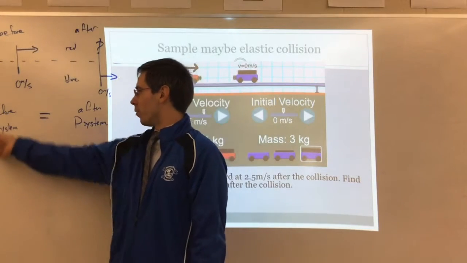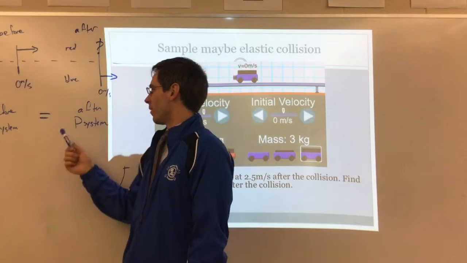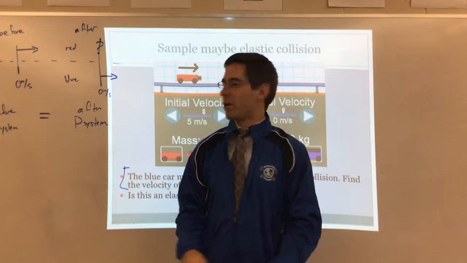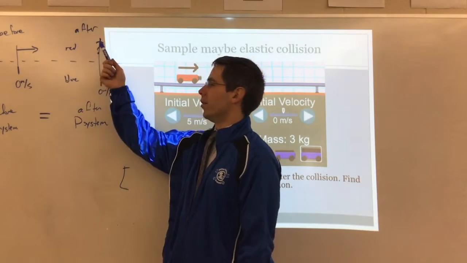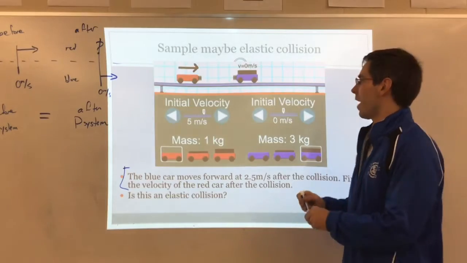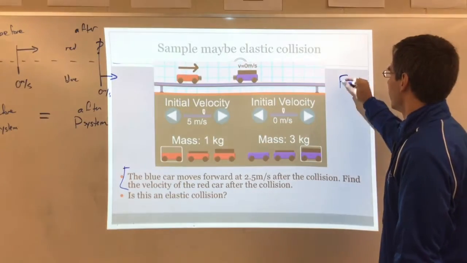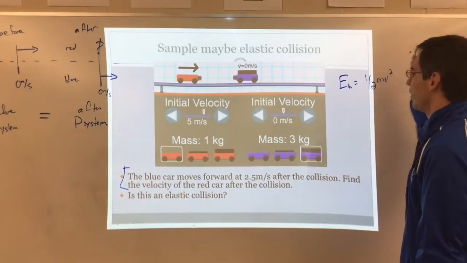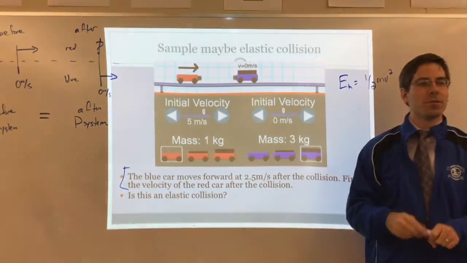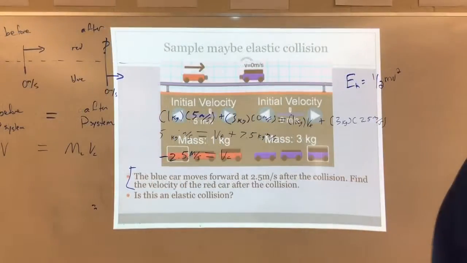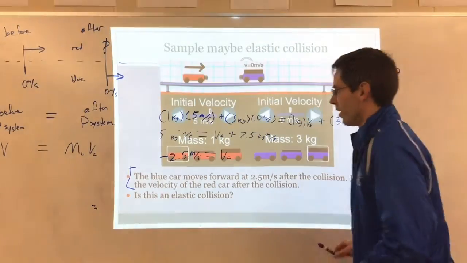We know that the total system momentum before is equal to the total system momentum after. So let's see what we can do from here and find our unknown velocity of our red car post-collision. Once we do that, we can look at our energy conservation. In case you forgot, kinetic energy is 1/2 mv squared.